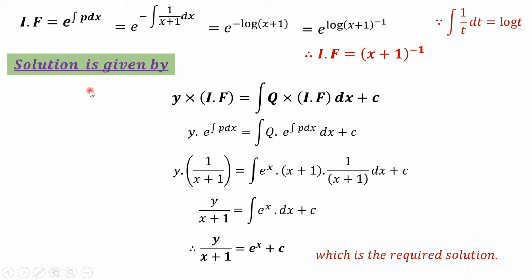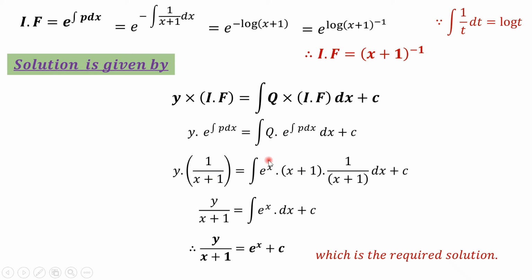Now the final solution is given by y into the integrating factor equals the integral of q into the integrating factor dx, plus c. The integrating factor is e to the power integral of p dx. In the next step, substitute the value of the integrating factor from above, that is (x plus 1) whole power minus 1, that is 1 upon x plus 1, on both sides.